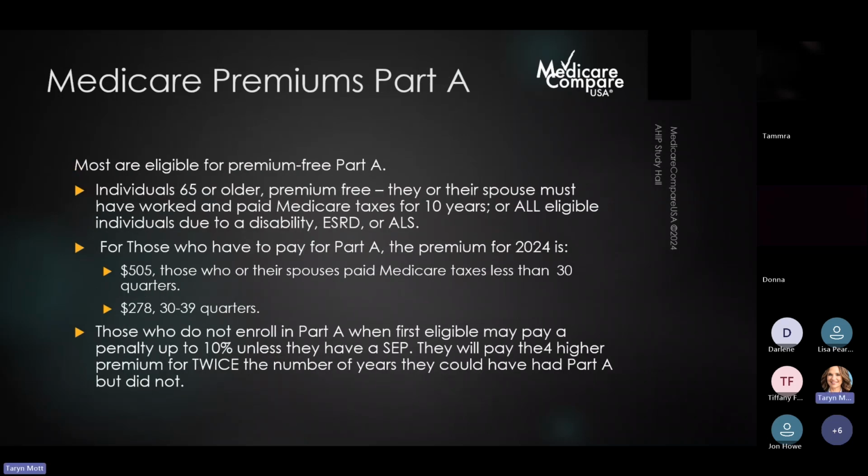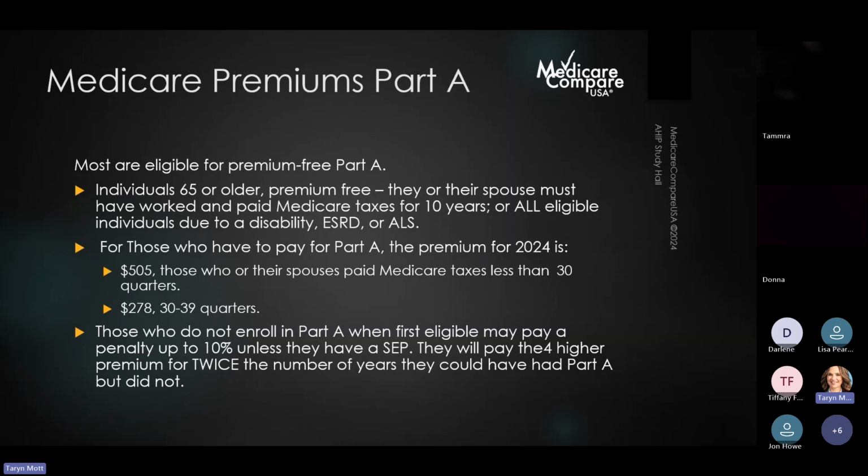Most are eligible for premium-free Part A. Individuals 65 or older, premium-free. They or their spouse must have worked and paid Medicare taxes for 10 years, or all eligible individuals due to a disability, ESRD, or ALS. For those who have to pay Part A, the premium for 2024 is $505 for those who or their spouses paid Medicare taxes less than 30 quarters, and $278 for 30 to 39 quarters. Those are the new premiums for 2025.